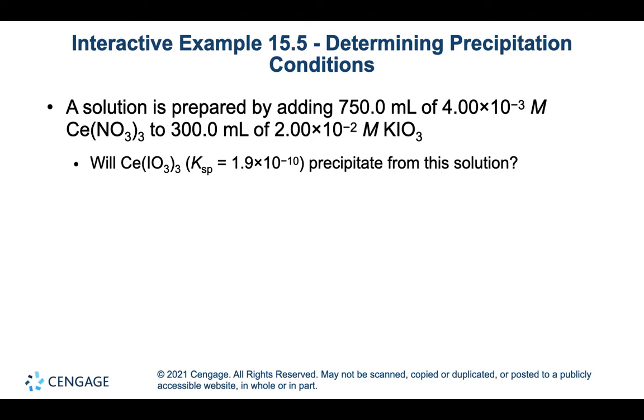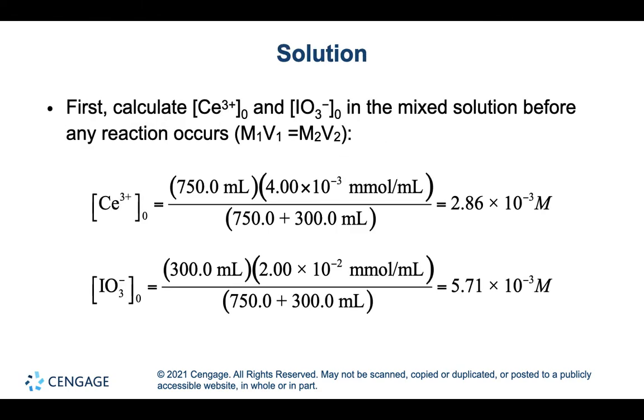So one of the first things to calculate when you do this is how much cerium plus 3 molarity is in the solution after the mixing. So that reminds us to go back to our molarity 1, volume 1 equals molarity 2, volume 2, the dilution equation. Because the cerium ion will be diluted by the potassium iodate solution, and the iodate ion in the KIO3 solution will be diluted by the cerium plus 3.